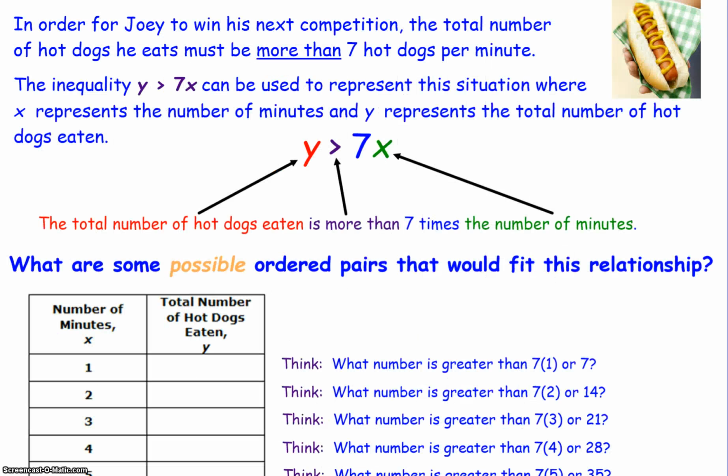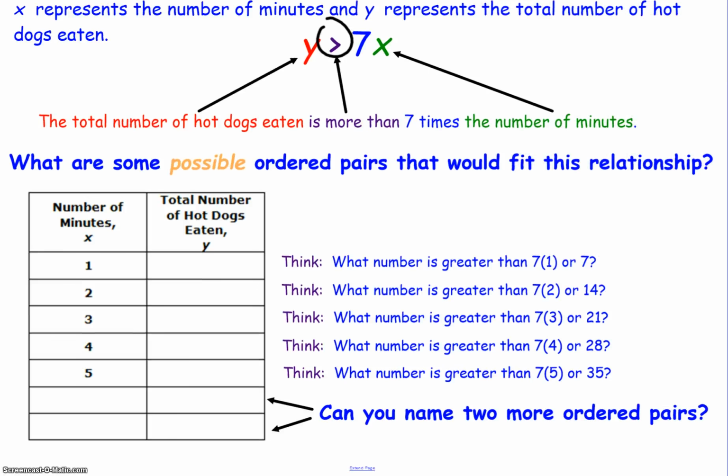So, in order for Joey to win his next competition, the total number of hot dogs he eats must be more than, so notice we have changed to an inequality, 7 hot dogs per minute. The inequality y is greater than 7x must be used to represent the situation where x represents the number of minutes and y represents the total number of hot dogs eaten. So what are some possible ordered pairs that would fit this relationship? Well, we know that y has to be greater than 7, so can I put 7 here? No, I could put 7.1, I could put 7.2.